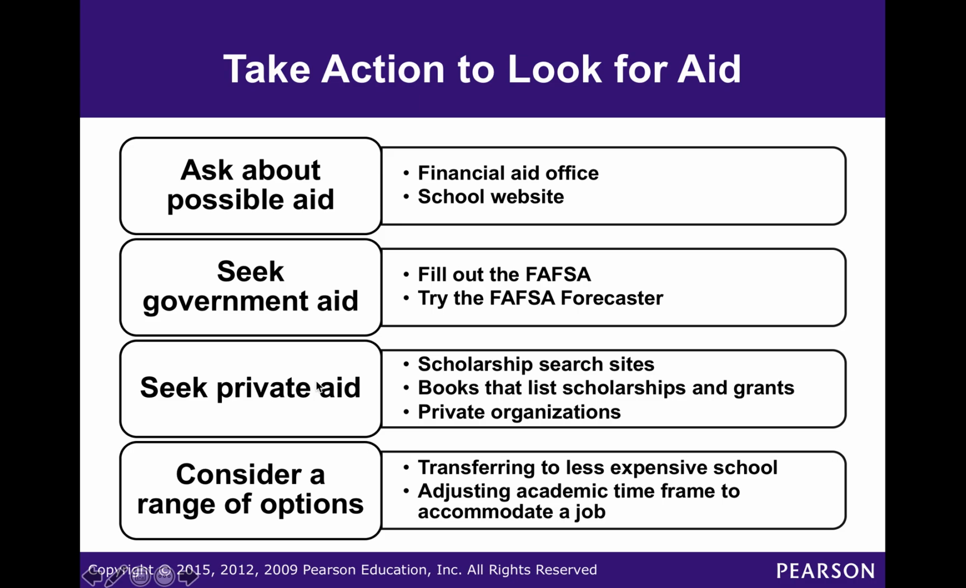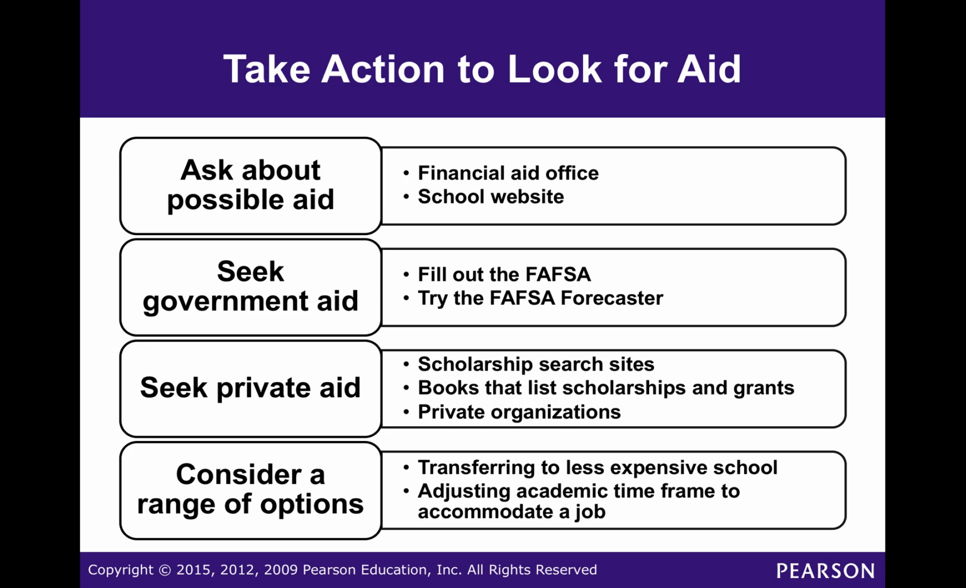So take action and look for aid. There are various ways to look for financial aid. The first thing you want to do is ask about possible aid, and you can get this information from the financial aid office or possibly the university website. Seek government aid. Fill out the FAFSA form and try the FAFSA forecaster. To get financial aid, the first thing that every student needs to do is fill out the FAFSA form, which is the government form. Then seek private aid. There are scholarship search sites, there are books that list scholarships and grants, and there are also private organizations.